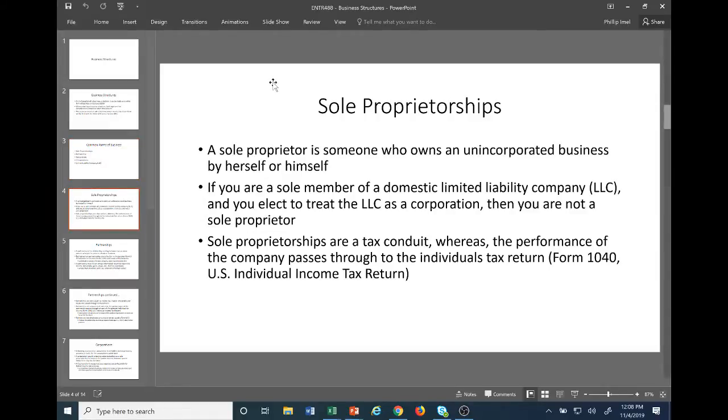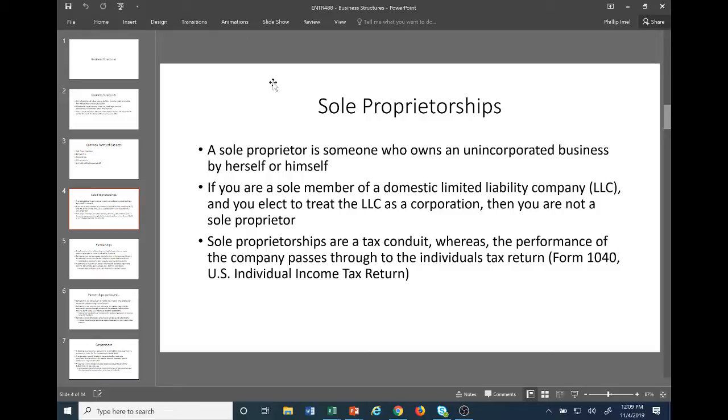So we'll start off with the sole proprietorships. It's obviously just someone who owns an unincorporated business by herself or himself. If you're the sole member of a domestic LLC and you elect to treat the LLC as a corporation, then you're not a sole proprietor. Obviously, if you elect to be treated as a corporation, then you're not an LLC.